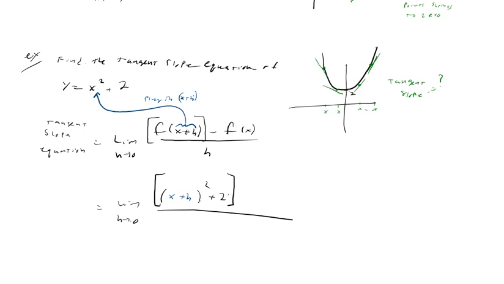Minus, this is just the regular equation. The next piece is x squared plus 2. Regular equation. I just use the whole regular formula. I don't plug in something crazy. The first one I have to plug the x plus h into the x. Second one's just a regular equation. Over h.